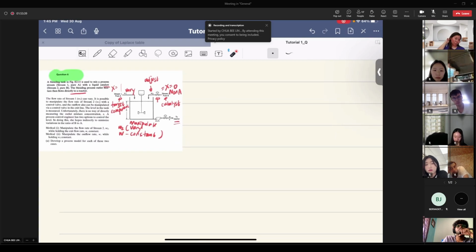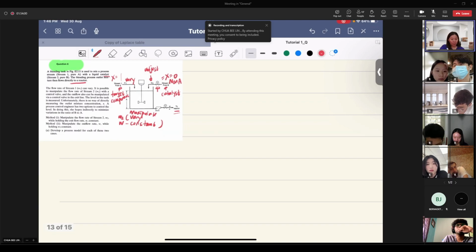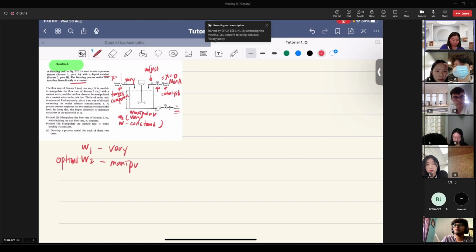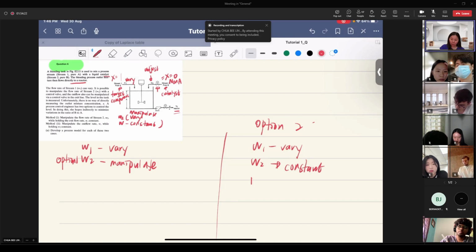So from here, we have mass balance, energy balance, composition balance. We have to check whether temperature is given. If temperature is given, then we will have energy balance. Like in this one, energy balance is not needed because temperature is not given. So we have to summarize here. W1, you can vary. W2, option 1, you can manipulate. So I will split into 2. W1 also can vary for option 2, but W2 will be kept constant. W manipulate. So this is a summary of the question. If W2 is manipulated, W will be constant.